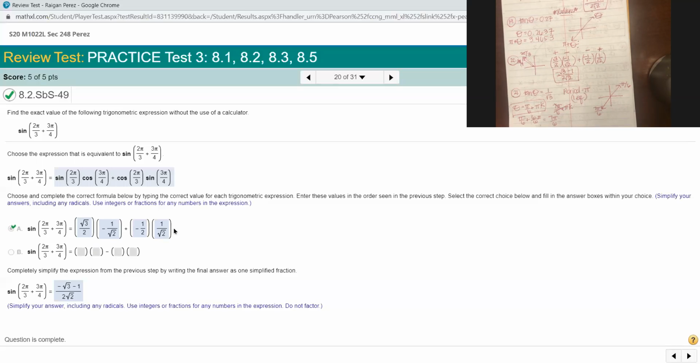But notice in the problem, I had to type in my work and my answer. Sometimes they don't ask you to completely simplify the answer all the way. You just have to do the first part. So it's a little bit less work on those.